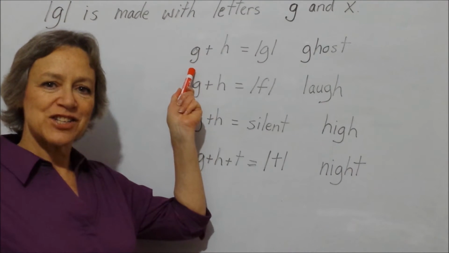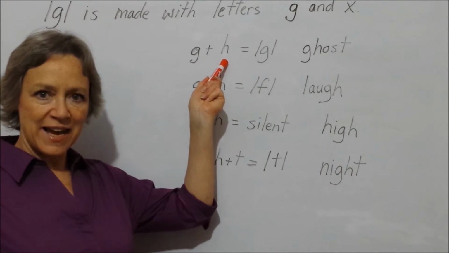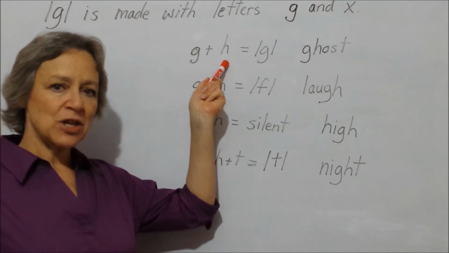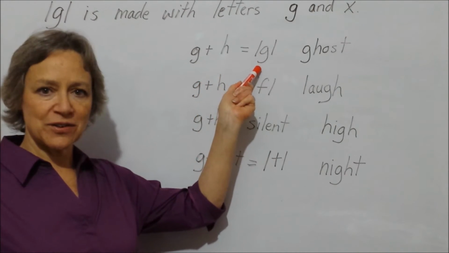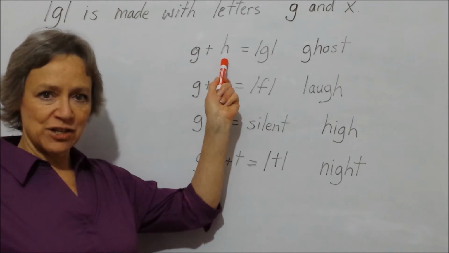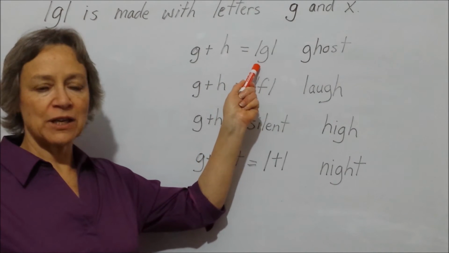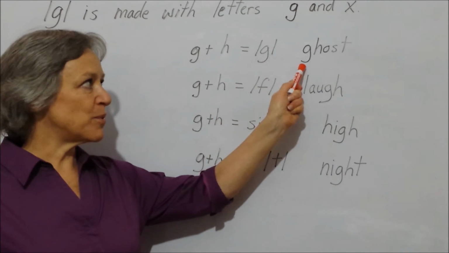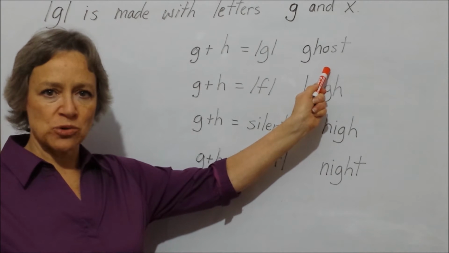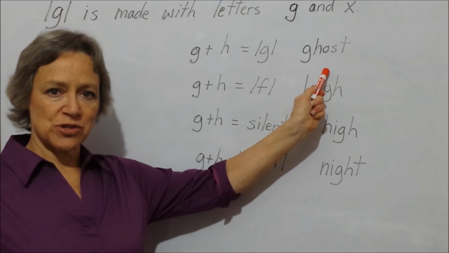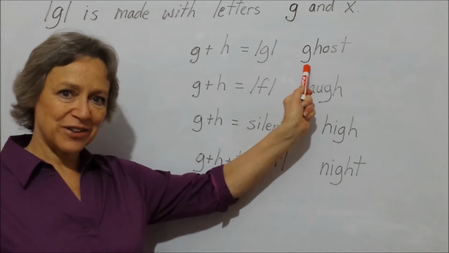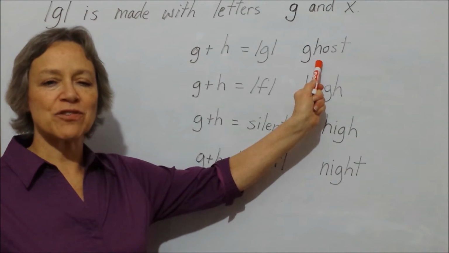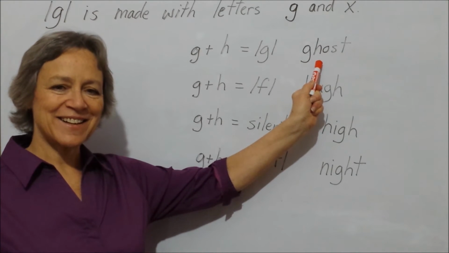The letter G plus H at the beginning of a word usually makes the G sound. The H is silent and we hear only G. Here's an example in the word ghost. Ghost. So we hear the G and we don't hear a sound for the H, okay?